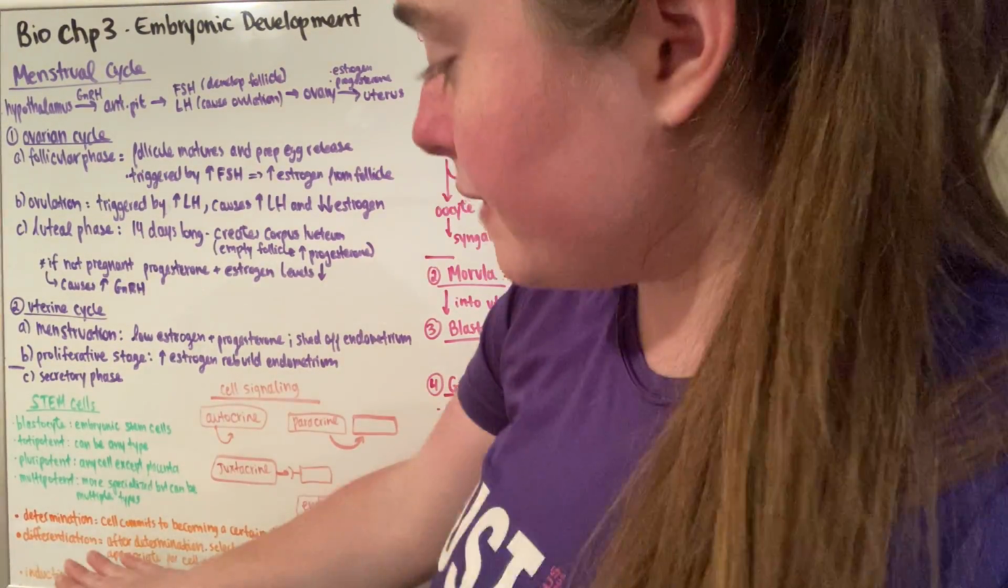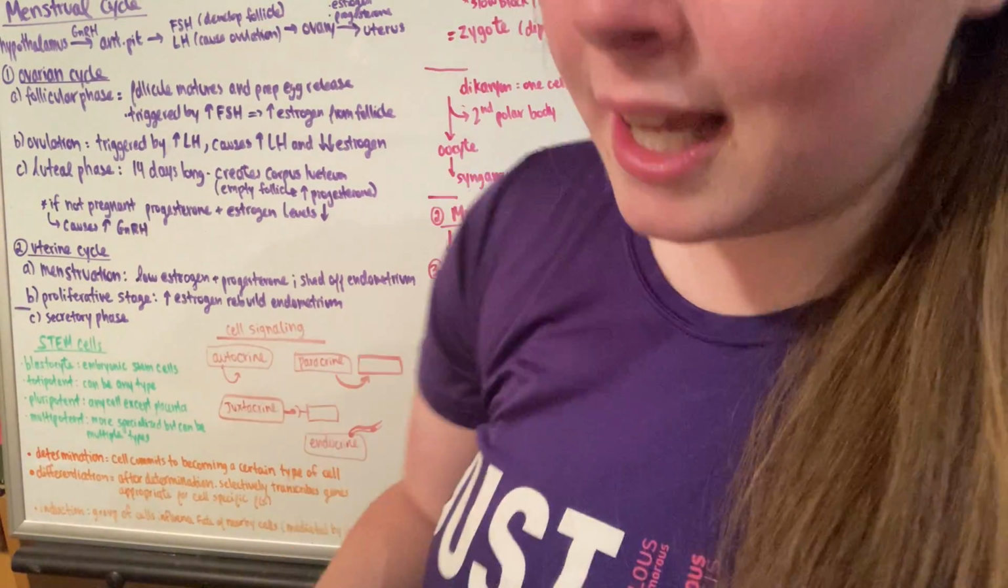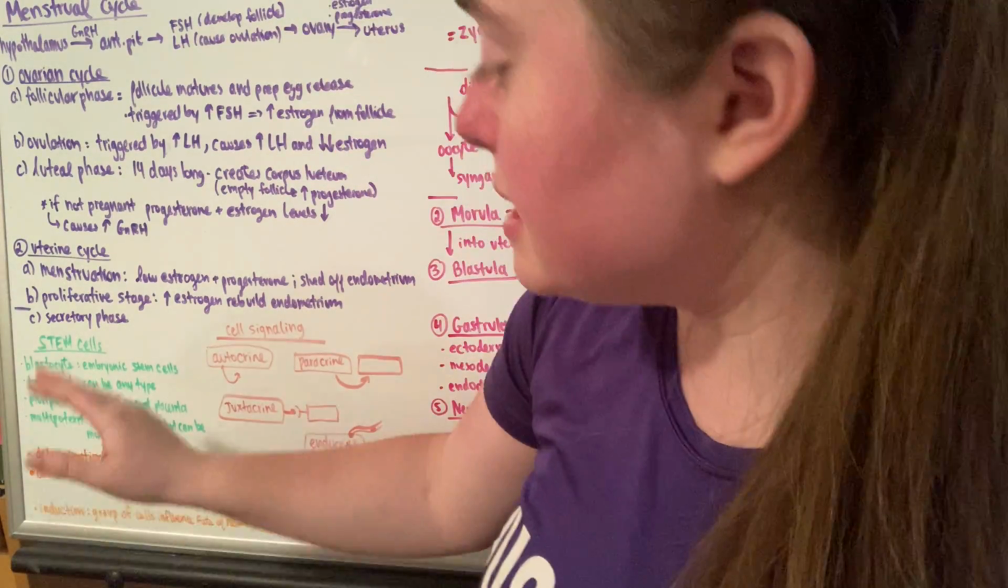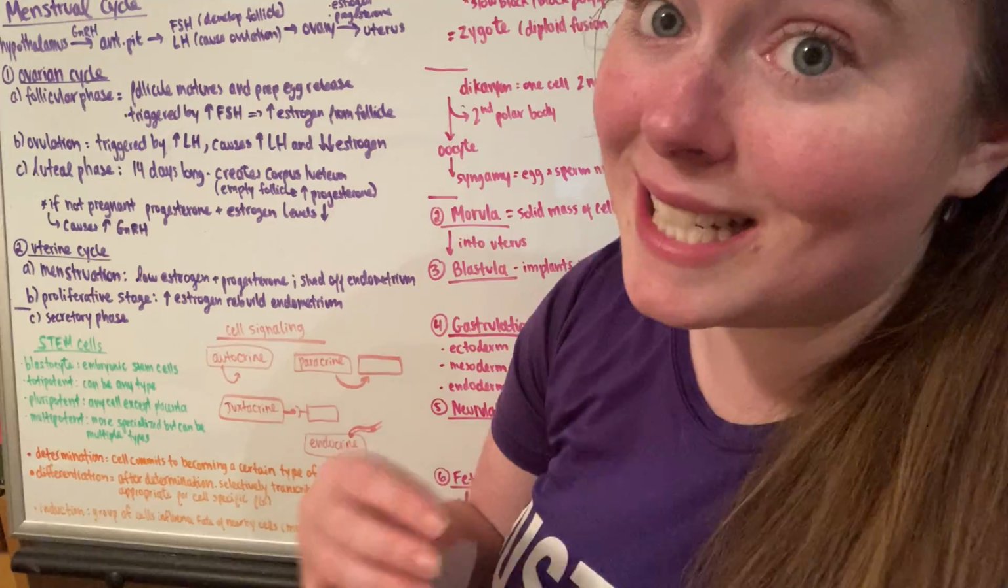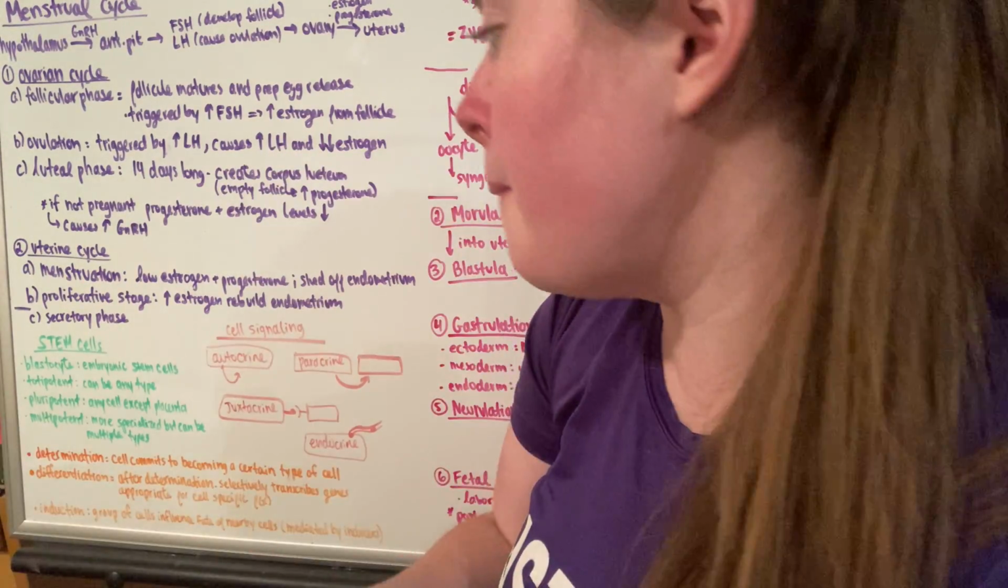And then down here we have some important words. I'm going to try to move this down just a tad. Not sure if you can see it, but I'll read it for you. So we have determination, which is when a cell commits to becoming a certain type of cell. So when it's determination, it's committed, okay?